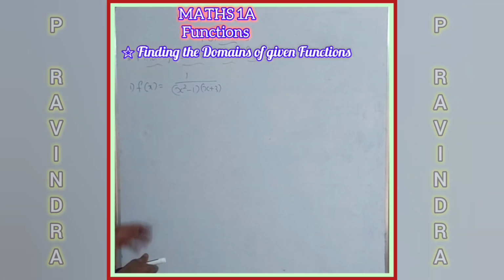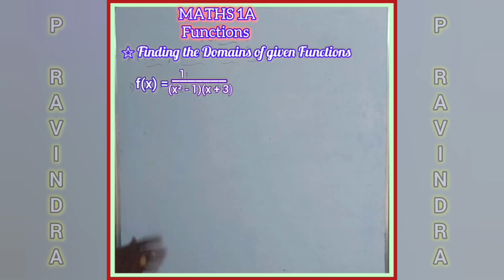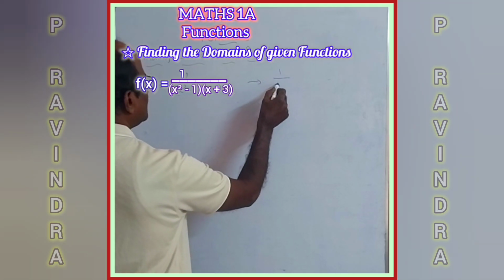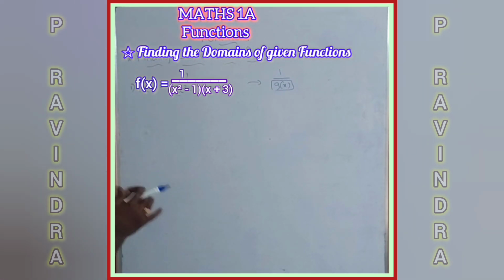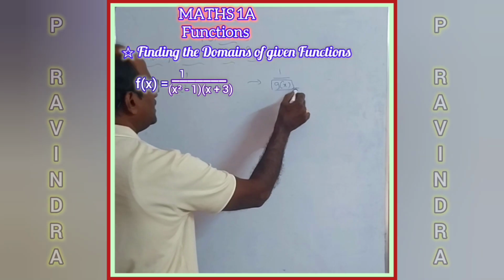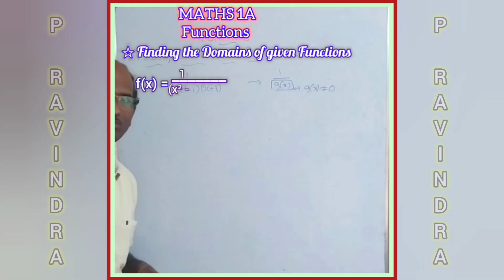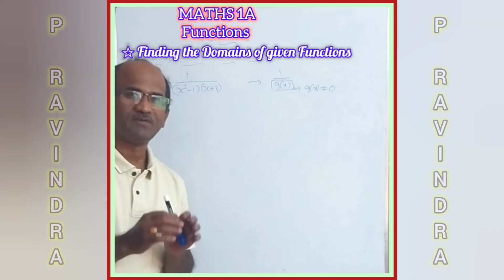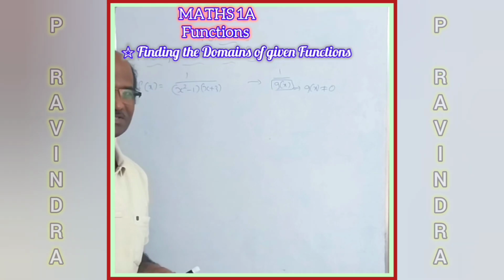Now see first bit, f of x equal to 1 by x square minus 1 into x plus 3. Now this function is in the form of 1 by g of x. Means a function which is in denominator. Okay, so whenever a function is in denominator, this denominator must not be equal to 0. Why? Because what do you mean by domain? Domain means the values of x for which the function is defined.